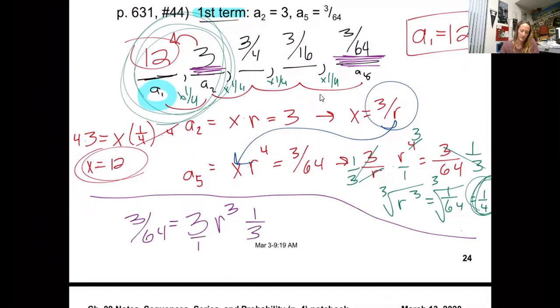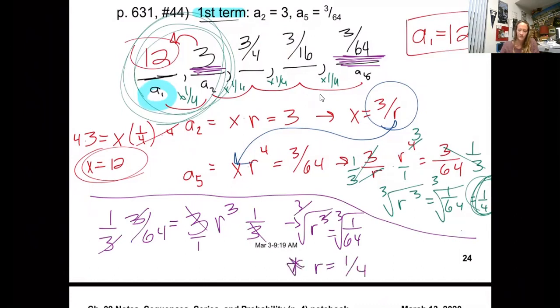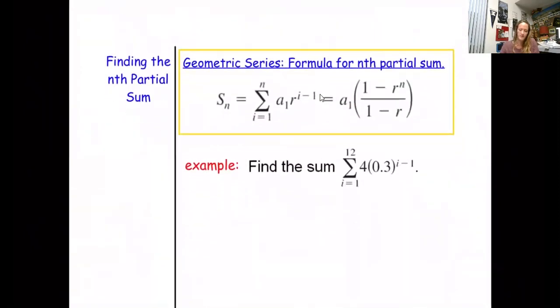So we could have multiplied by 1/3 to get rid of the 3. That would have gotten rid of that 3. We would have gotten to a very familiar spot in the sense of the problem up above. Cube rooting both sides, r once again would have been 1/4. And then we would have had to use that 1/4 very similar to what we did up above as far as trying to think backwards. Anyway, at the end of the day, the first term is 12. It's the only first term that explains what's going on.